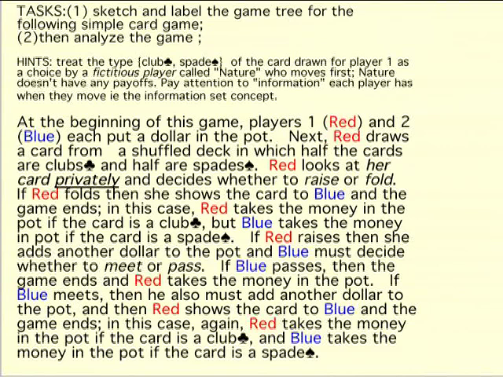According to the text, it says red looks at her card privately, and decides whether to raise or fold. So nature moves. Is this nature? Yes. Okay, so what do you want to put on that branch there? Let's try it. You just put a spade and see how it works out. Okay, so then red gets to observe that, right? And what are her actions here? She can raise or fold.